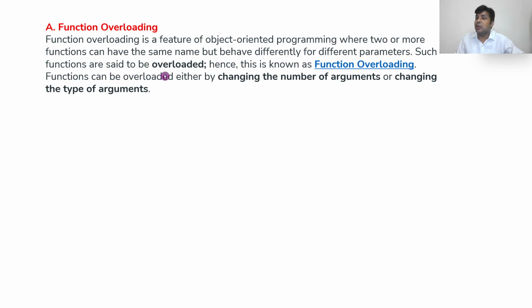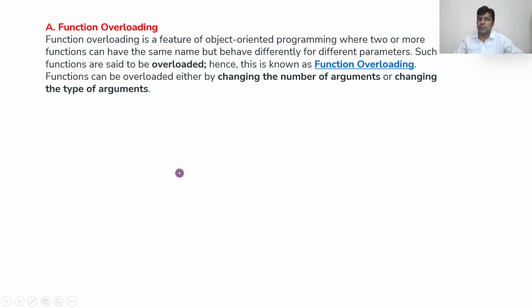Such functions are said to be overloaded. We'll call it function overloading. A function can be overloaded either by changing the number of arguments or by changing the types of arguments. That means the number of arguments should be different, or the data type, like integer, float, double, right?